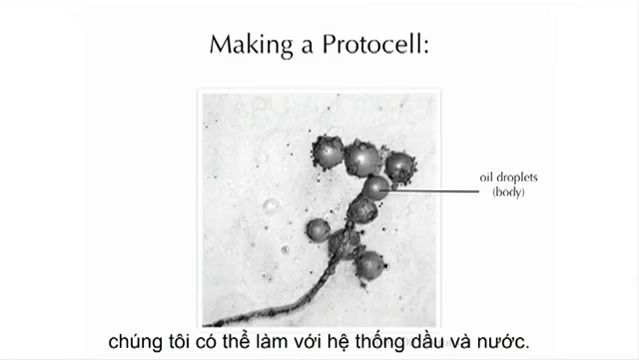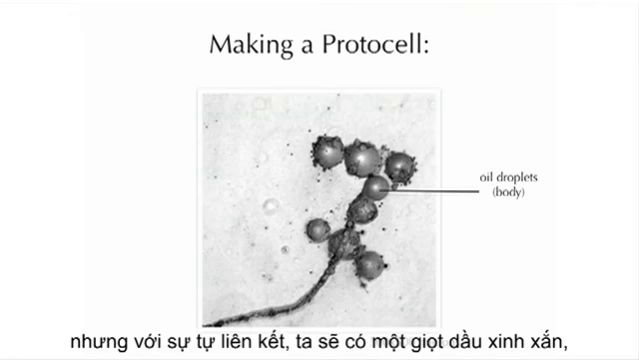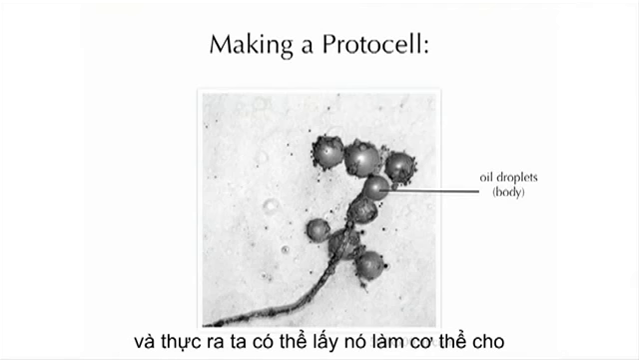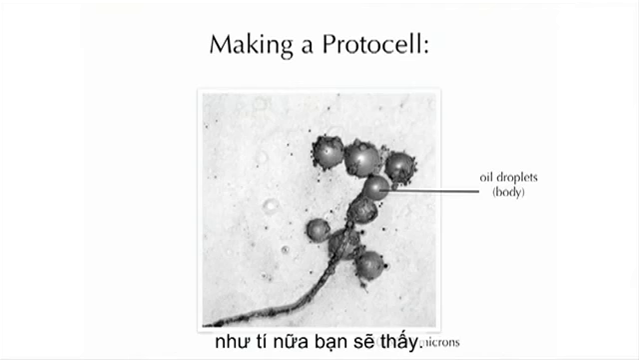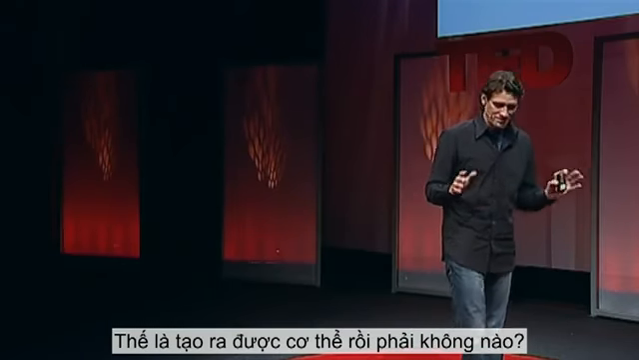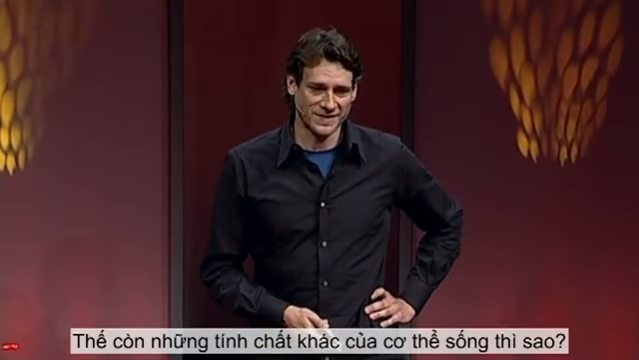Likewise, we can work with oil and water systems. As you know, when you put oil and water together, they don't mix, but through self-assembly, we can get a nice oil droplet to form, and we can actually use this as a body for our artificial organism or for our protocell, as you will see later. So that's just forming some body stuff, right? Some architectures. What about the other aspects of living systems?